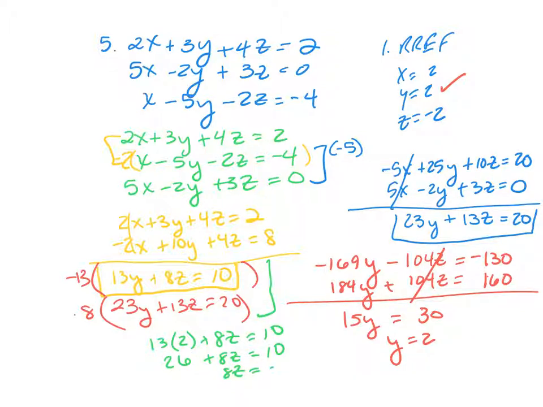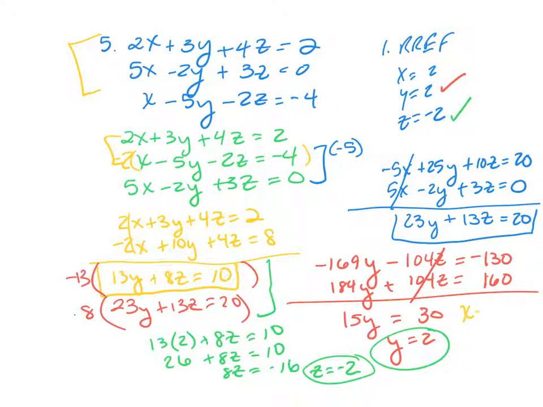8z equals negative 16. Z equals negative 2. And again, did it. So now I have y and z. I go to the original equation up here and pick one of those three equations, plug in the y and the z to find the x.